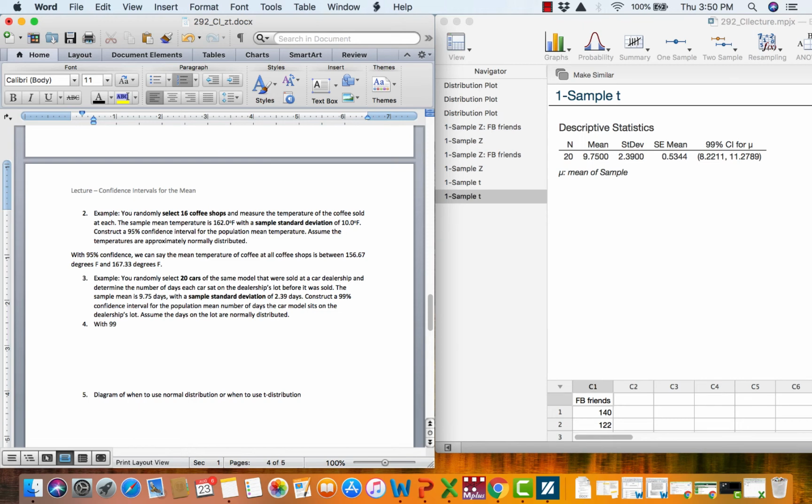And we say with 99% confidence, we can say the mean number of days all cars of this model sit on the lot is between 8.22 days and 11.28 days. Okay? So hopefully, my goal is that right now you're thinking, okay, calculating these confidence intervals and writing the sentence is very easy. What remains for you to understand is when are you going to go to one sample Z and when are you going to go to one sample T?